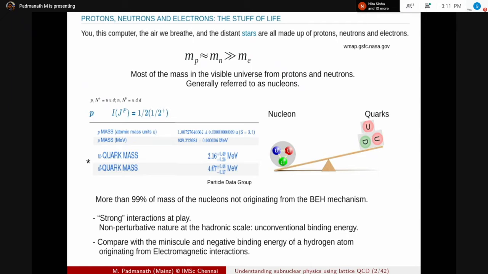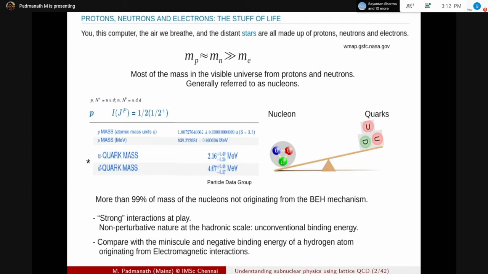Now let's compare this with something that we all are familiar with, a hydrogen atom. We know that the mass of the hydrogen atom is around 1 GeV, which is basically the mass of the proton. The electron has very little mass, and its binding energy is minus 13.6 eV. That is many orders of magnitude smaller than the mass of the hydrogen atom.